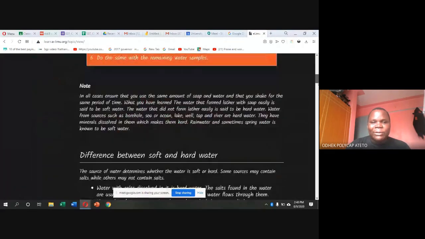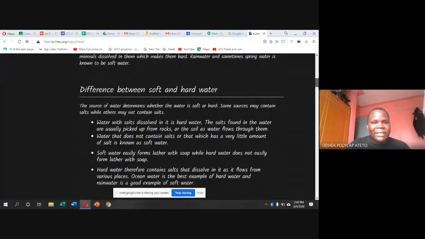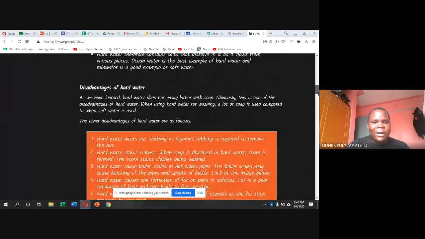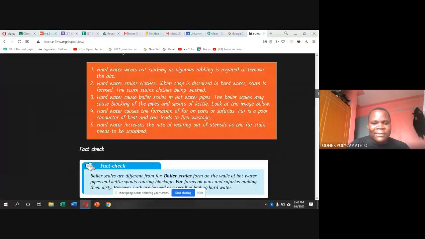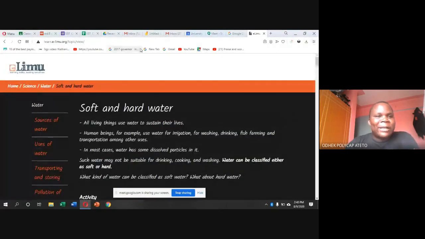Or far when we are talking about boilers. So these are the disadvantages of hard water. Hard water wears out clothes. I wanted to see where we have the scum and the scale. They don't have that. So that's what we need to know.